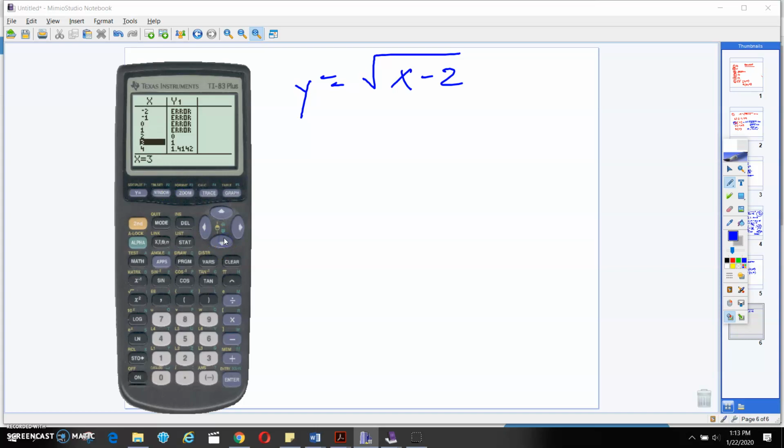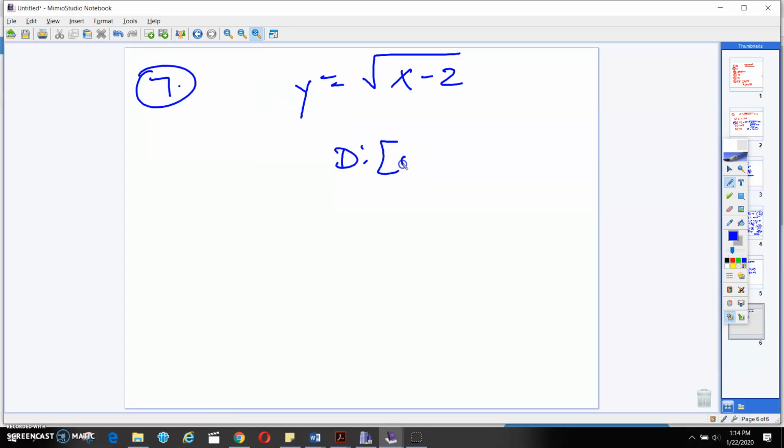You're going to scroll down to where your numbers start happening. You see how there's all these errors? So what's my farthest left x value? 2. What's my farthest right x value? Infinity. So when I write my domain, I'm going to say from 2 to positive infinity.